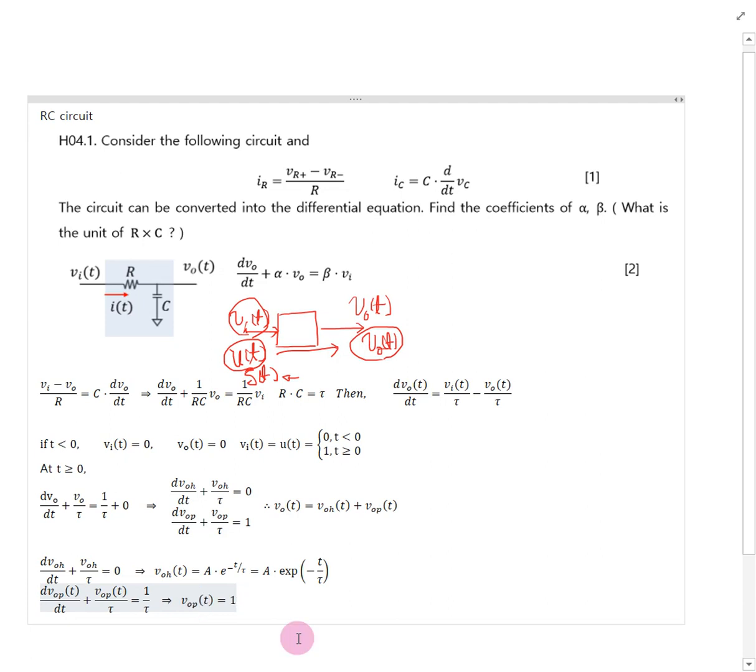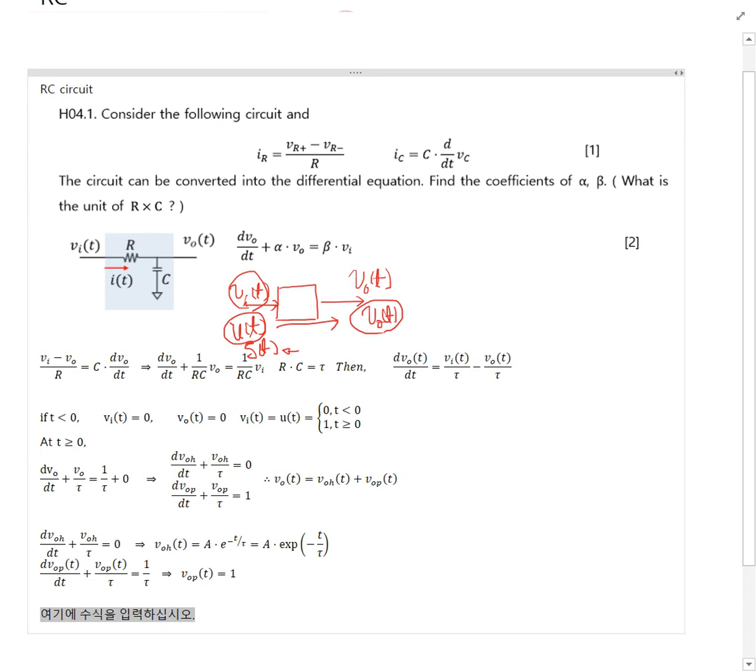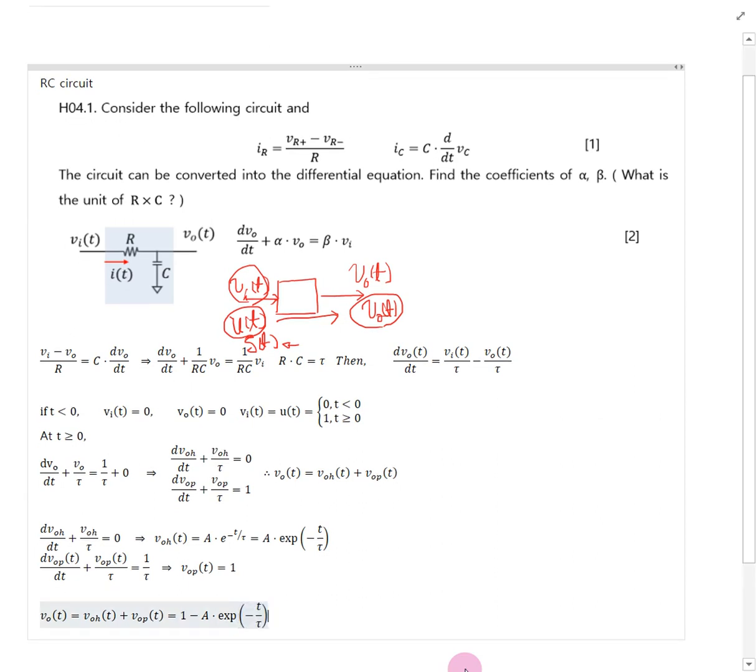Then we now write the solution. V_O(t) is given by V_OH(t) plus V_O particular solution. This is the general solution for the differential equation. So we can now rewrite: the particular solution is 1, and V_OH is A times exponential of minus t over tau. Okay, this is the solution, but we need to determine the A value. We know that the initial value at t equals 0 should be 0. From this assumption, V_O at t equals 0 should be 0. This is our basic assumption.